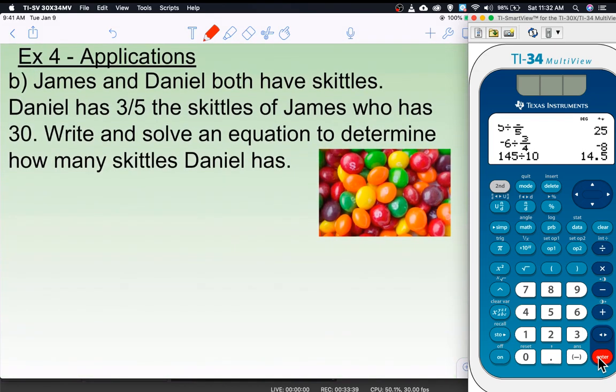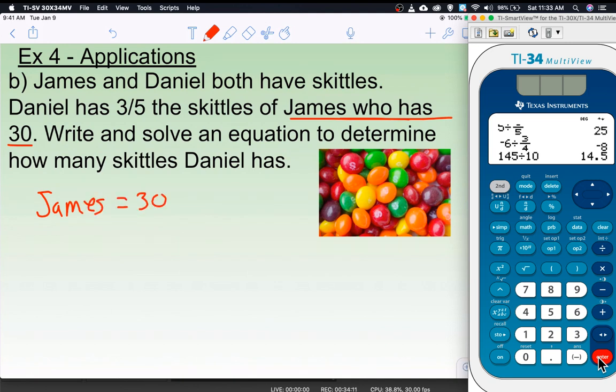Letter B. James and Daniel both have Skittles. Daniel has 3/5 the Skittles of James, who has 30. Write and solve an equation to determine how many Skittles Daniel has. All right, so let's see. They both have Skittles. James has 30. So James equals 30.